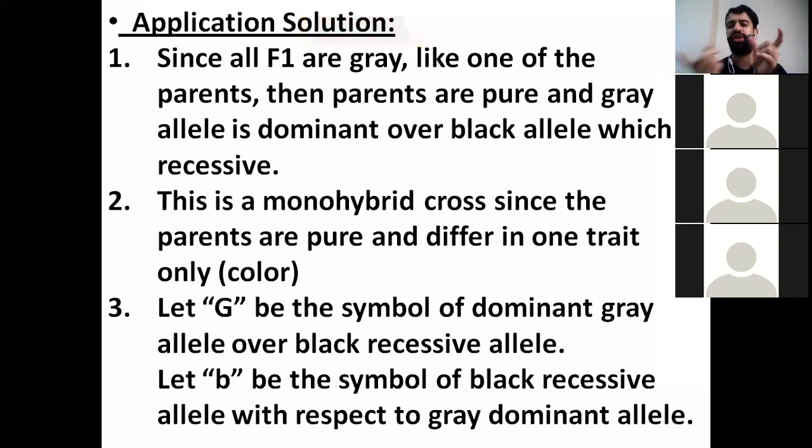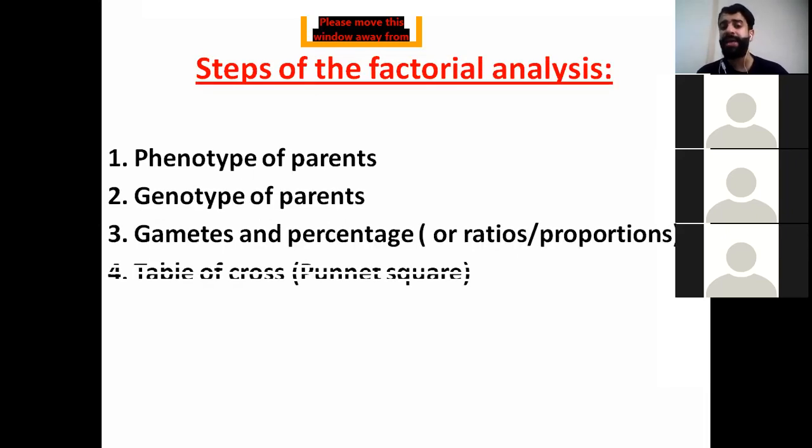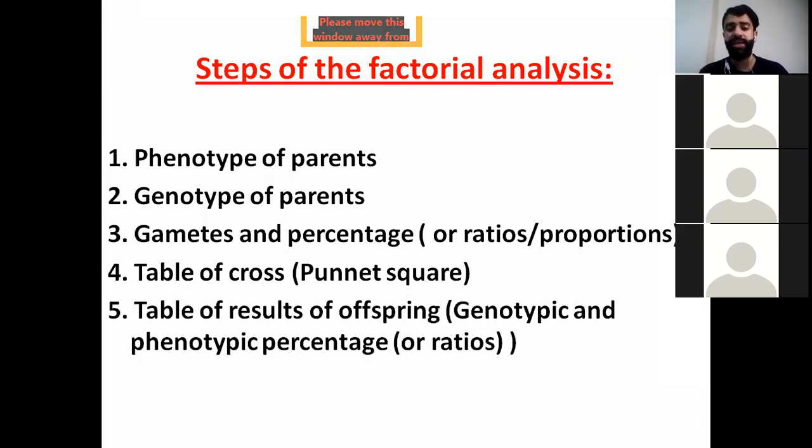Monohybrid, it's one. Different only in one trait, and the parents are pure. Symbols: let G capital be the symbol of the gray dominant allele over the recessive black allele, and let b small be the symbol of the black recessive allele with respect to the gray dominant one. So the steps of the factorial analysis are: the phenotype, the genotype, gametes, either percentage or proportion, table of cross, table of results.